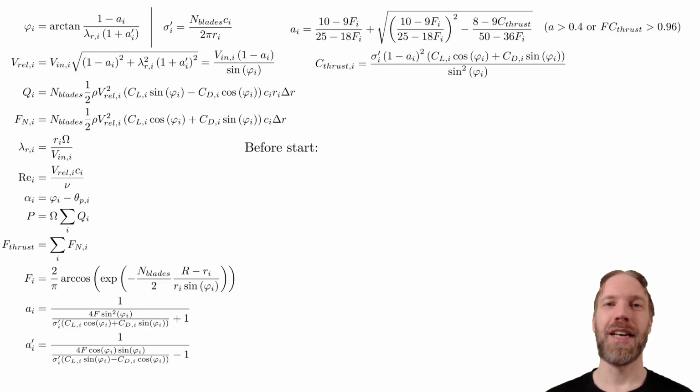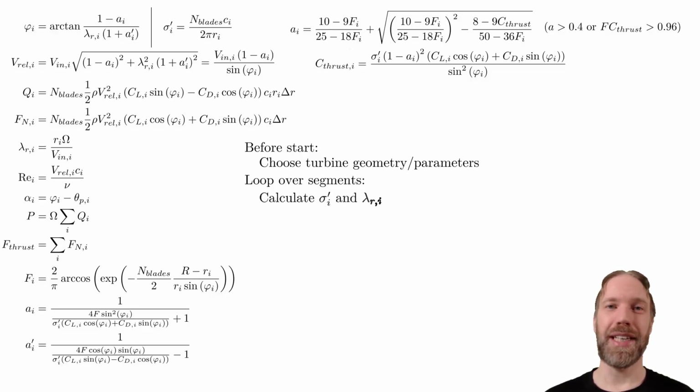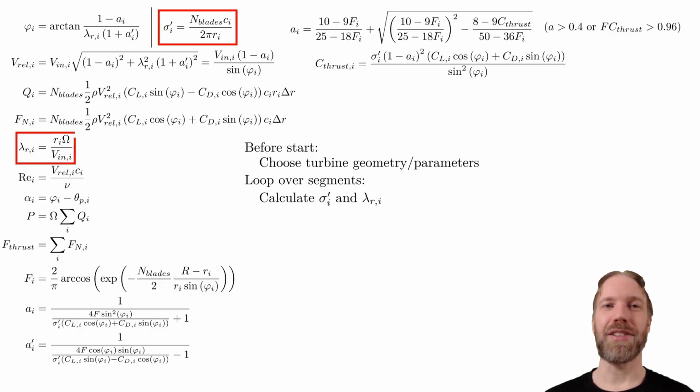Before we start, we need to choose the geometry of the turbine that we will study. As we divided the turbine into segments, we need to solve for each segment. We can start by calculating the solidity and the local tip speed ratio, as those are independent of the induction factors.